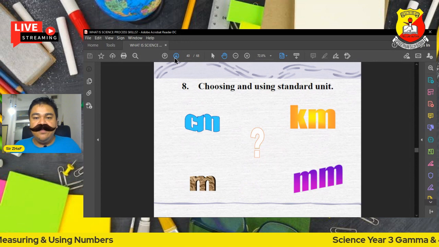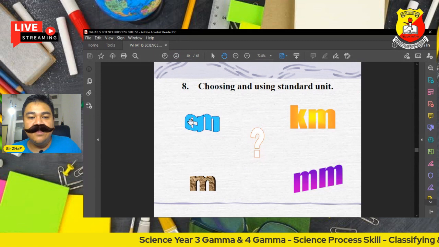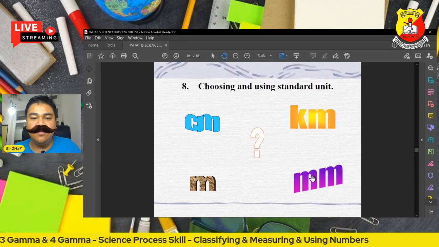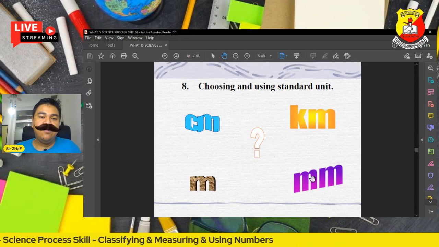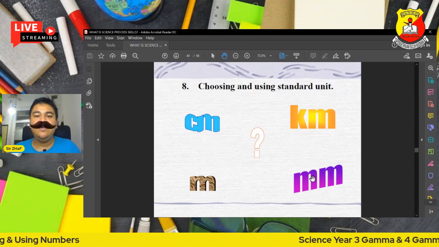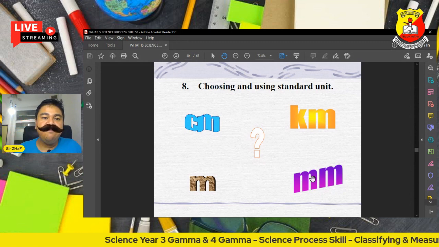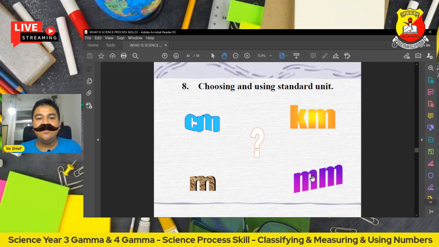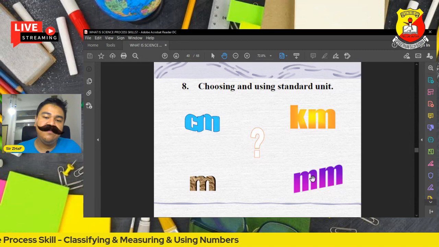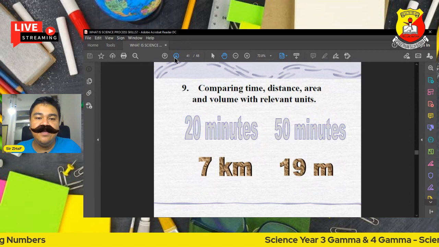You are choosing and using standard unit, like centimeter, kilometer, meter or millimeter. Okay, not what you are using. What is your height? My height is 7 feet 2 inches. Okay, feet is not a standard unit. Feet is an imperial unit. We are using a standard unit, so cm, kilometer, meter or mm.